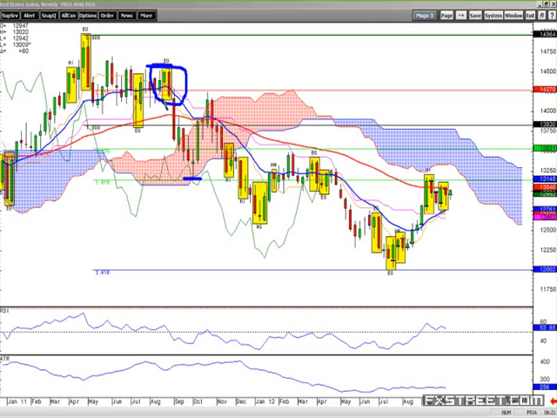The bias with cloud formations: if you're inside the cloud and you've come in from the top, the bias is still bullish. If you come in the cloud from the bottom, the bias is still bearish. It's only when price breaks out of the cloud in the other direction that the bias changes. And a lot of the time we will get a retest of breakout levels.